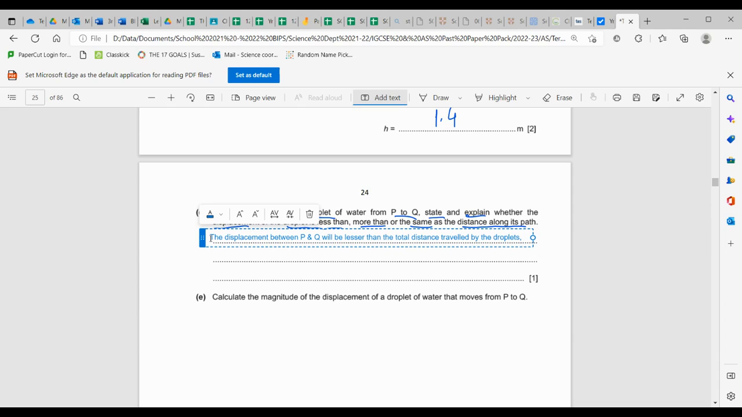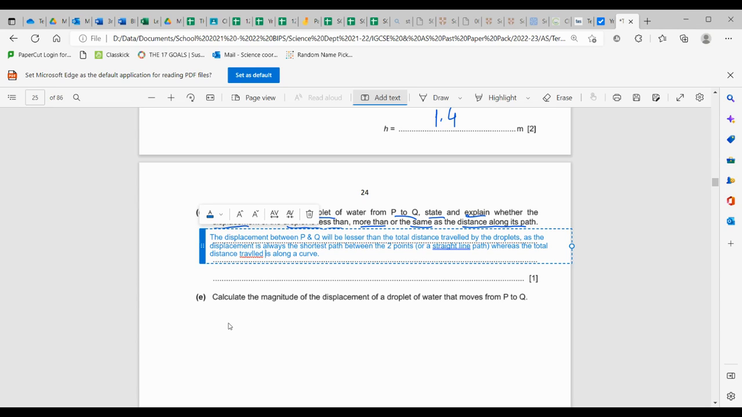Now, this is the statement, and the explanation part will give a reason. The reason comes here as the displacement is always the shortest path between the two points, or a straight line path, whereas the total distance traveled is along a curve, which will obviously be a bigger value.